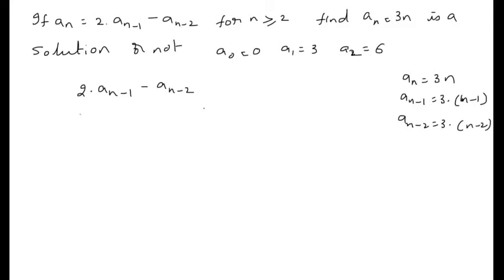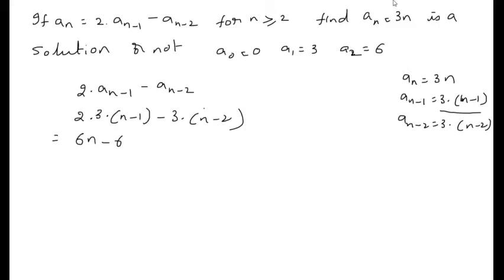So now the equation becomes 2a_{n-1}. We are checking whether 3n is a solution or not. a_{n-1} is substituted with 3(n-1), minus a_{n-2}, which is 3(n-2). Now if you calculate this, what we are going to get is 6n - 6.